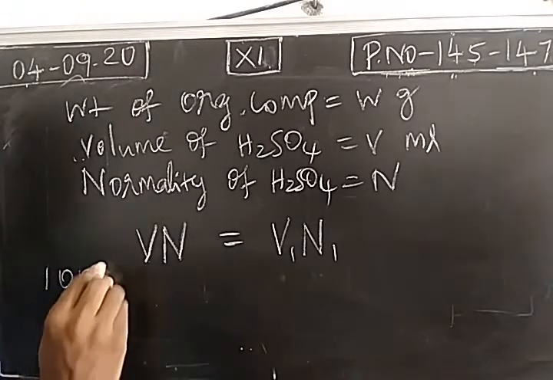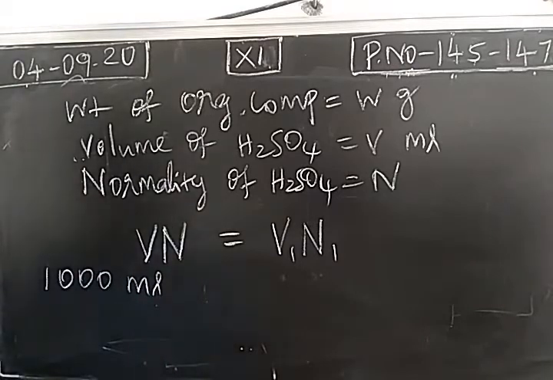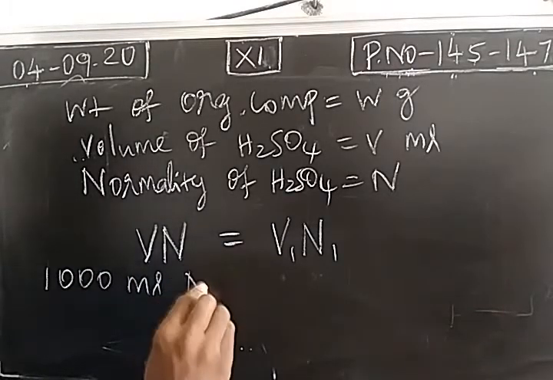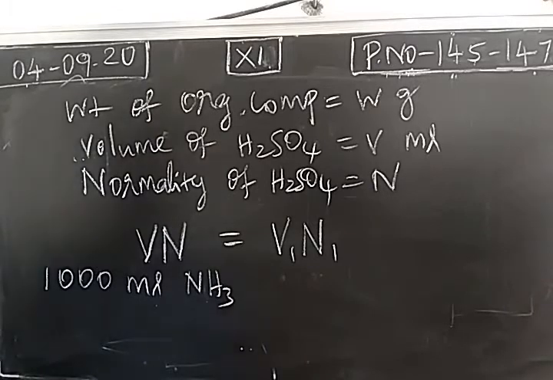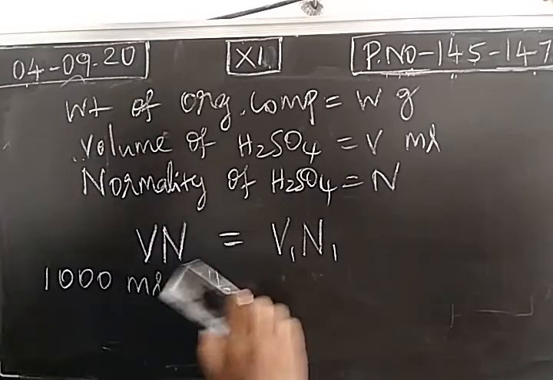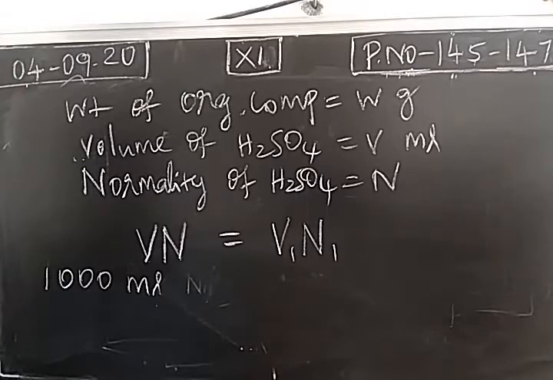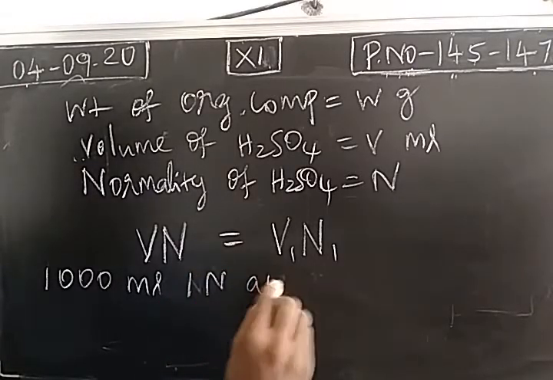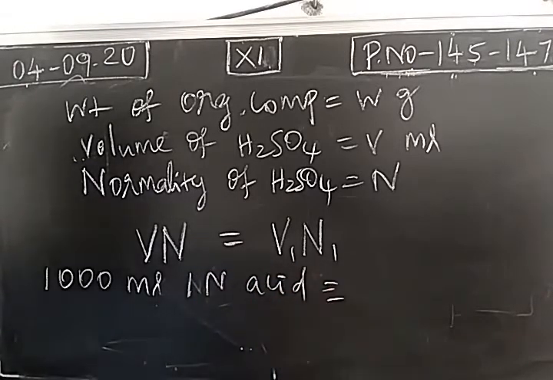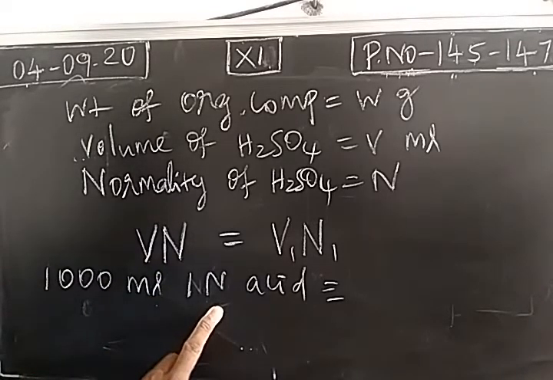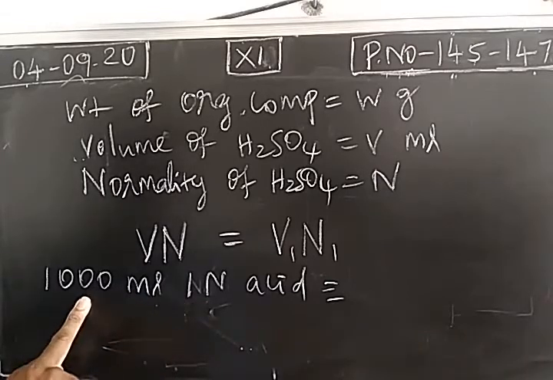Now take 1000 ml ammonia. Okay. Let's take acid, 1000 ml. 1 normal sulfuric acid is taken. So in the receiver, we take 1000 ml sulfuric acid with the concentration 1 normal. So this is V, this is N. N value 1, volume 1000 ml. 1000 ml of 1 normal sulfuric acid is taken in the receiver.